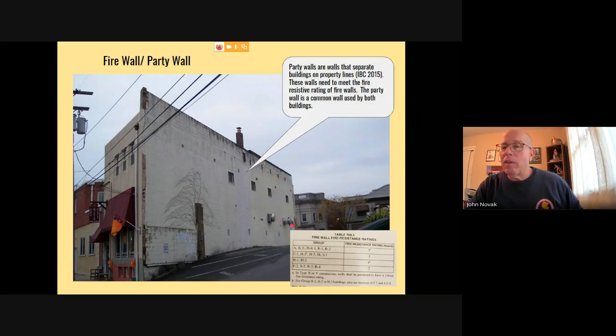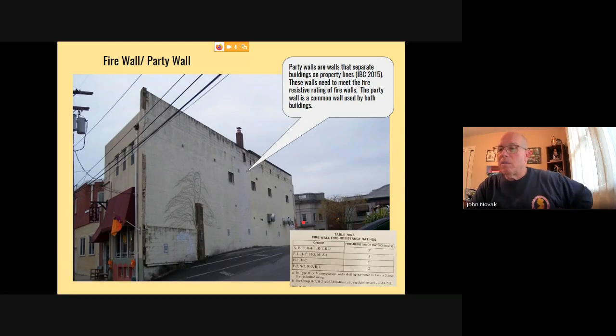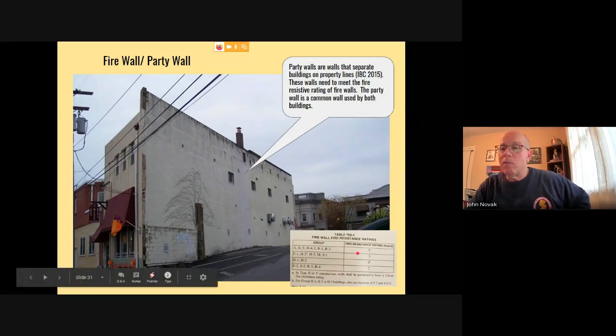All right, so firewall, and we have a resistance table for firewalls out of the building code. It's going to give you what the fire resistance rating in hours is for firewalls between buildings. So this would have been a 3-hour wall.